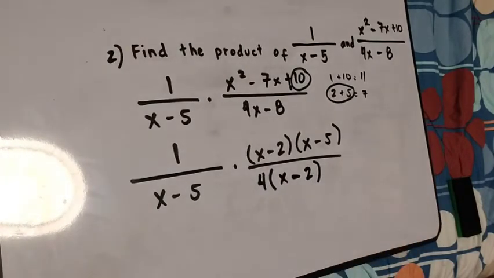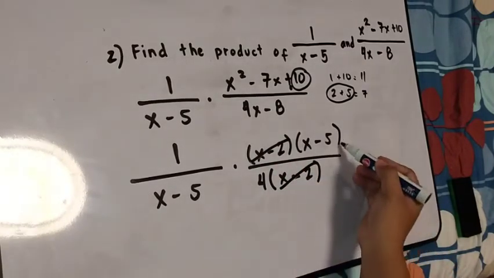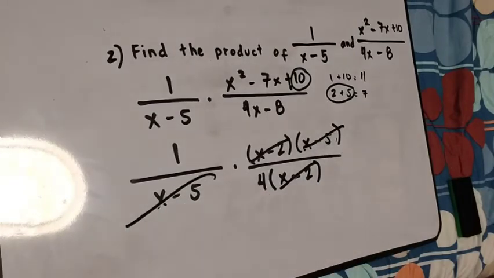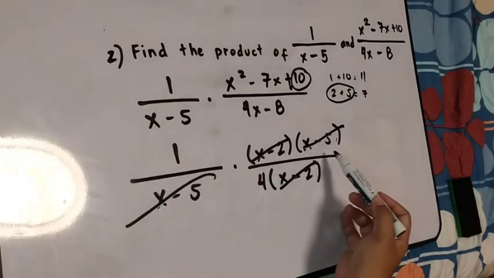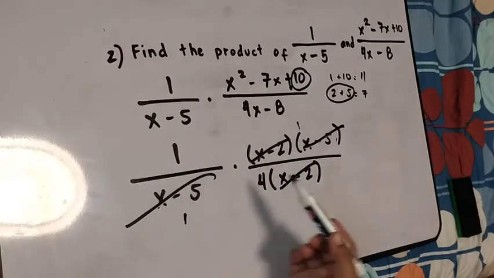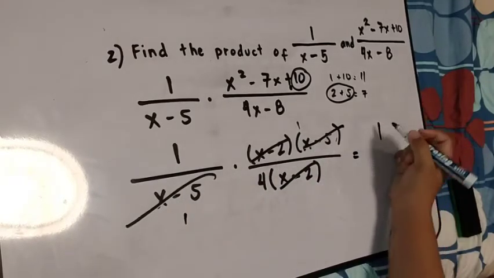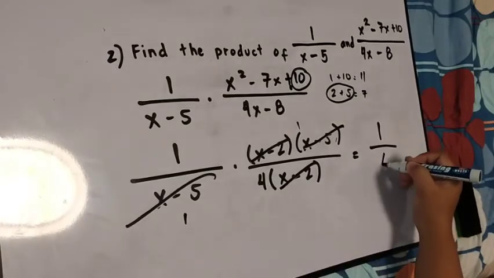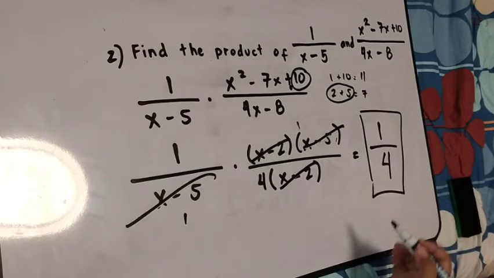Okay. Then, after that, since na-factor na natin sila lahat, we will now cancel factors that are common in both numerator and denominator. So, if you will notice, we have here x minus 2 and x minus 2. So, cancel. Then, we have x minus 5 and x minus 5. Cancel din. So, therefore, multiply na. Anong natira? Pag na-cancel, diba, that is equal to 1. So, 1 times 1, that is 1 over 1 times 4 is 4. So, the answer is 1/4.